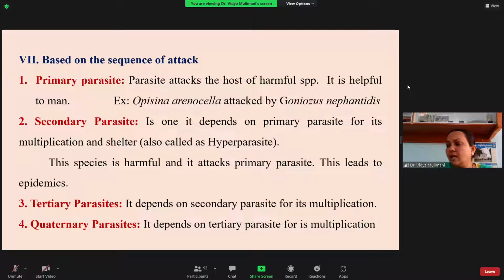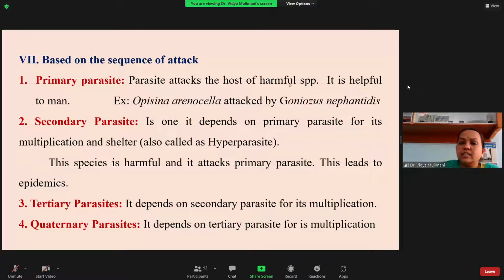Next, the last classification I will tell you is based on the sequence of the attack. So we call it a primary parasite, secondary, tertiary, and quaternary. Here we are much bothered about the primary and the secondary parasites. We also have tertiary and quaternary, but we have to concentrate more on the primary and the secondary. What is a primary parasite? Whatever I have mentioned till now, where the parasite is attacking the host, and the host is dangerous or a pest on the crop, then you call it a primary parasite.